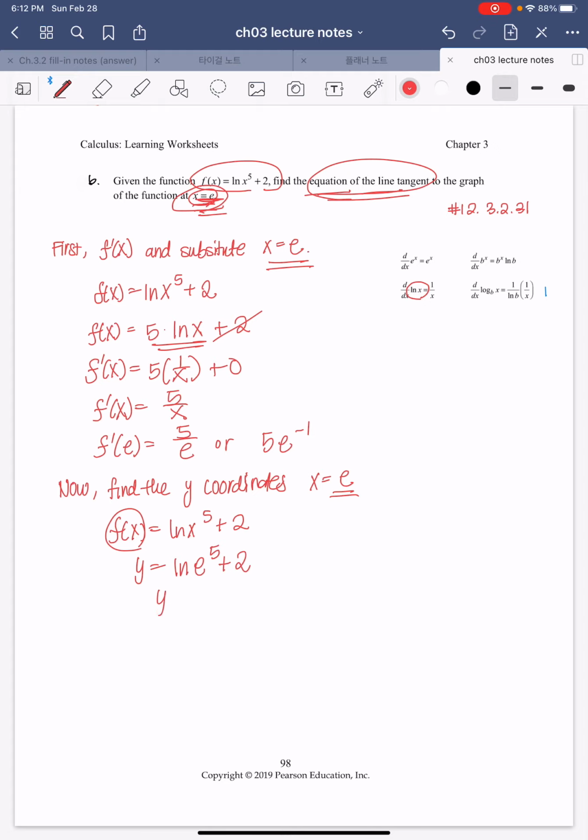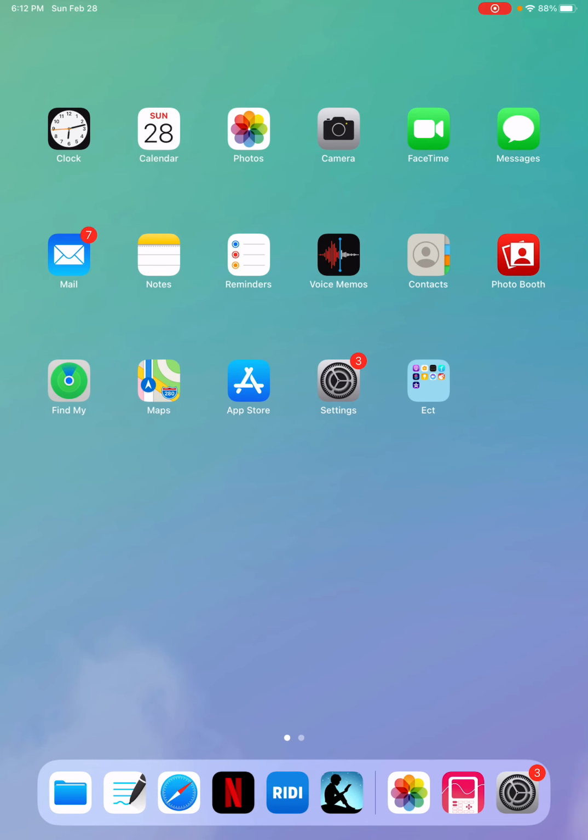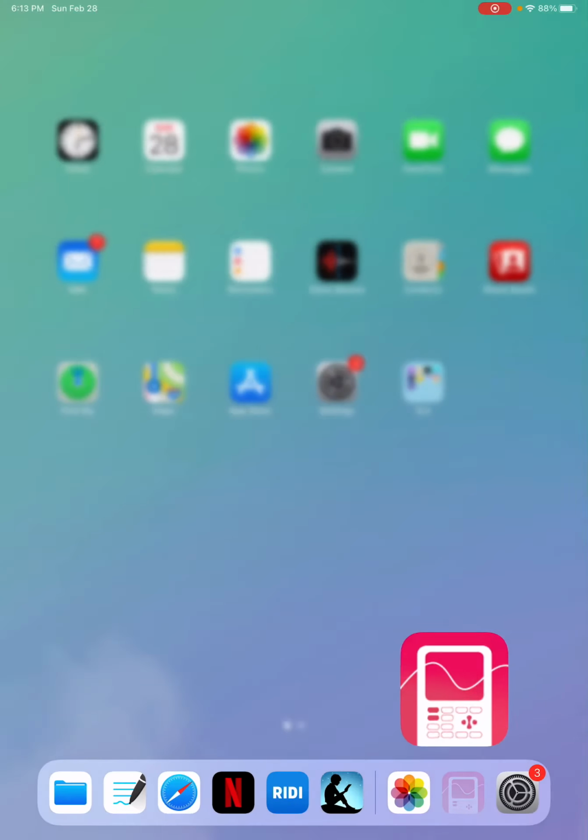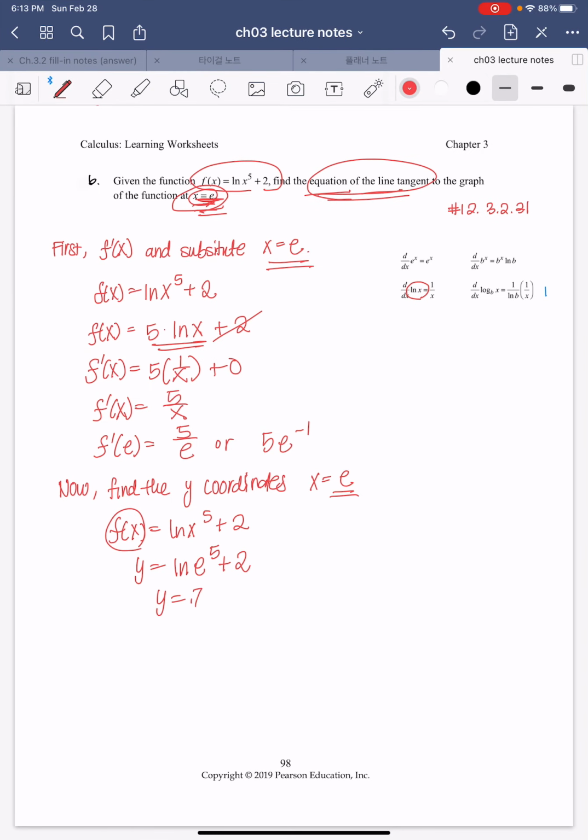So y ended up being, using the calculator, ln e raised to the 5th power, and then plus 2, we get 7. So this is the ordered pair, e comma 7. That's your x value, that's your y value.